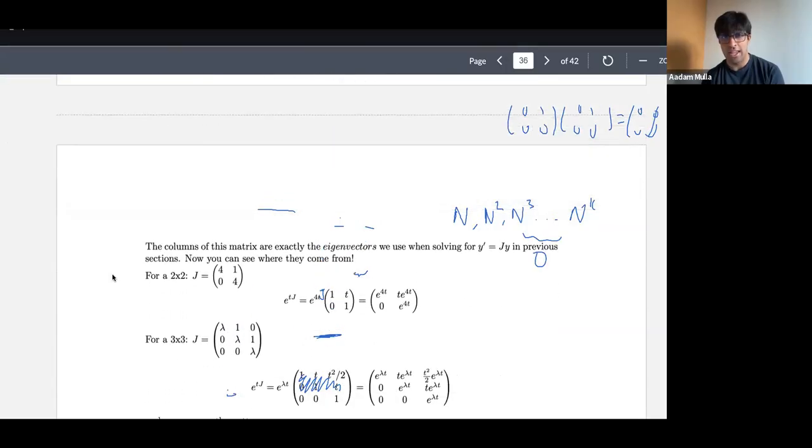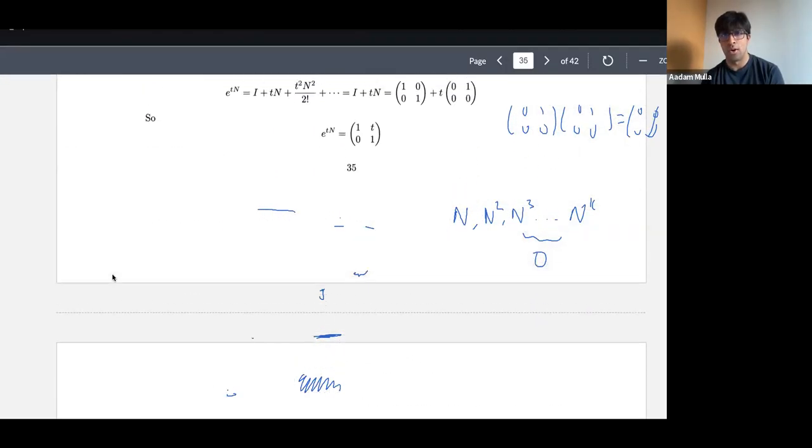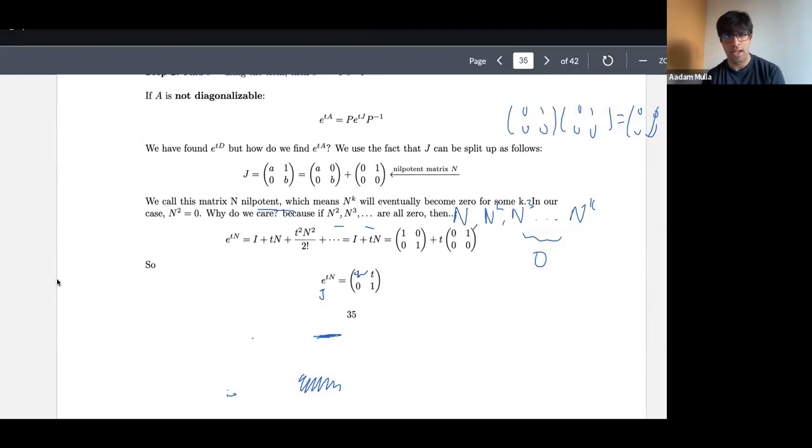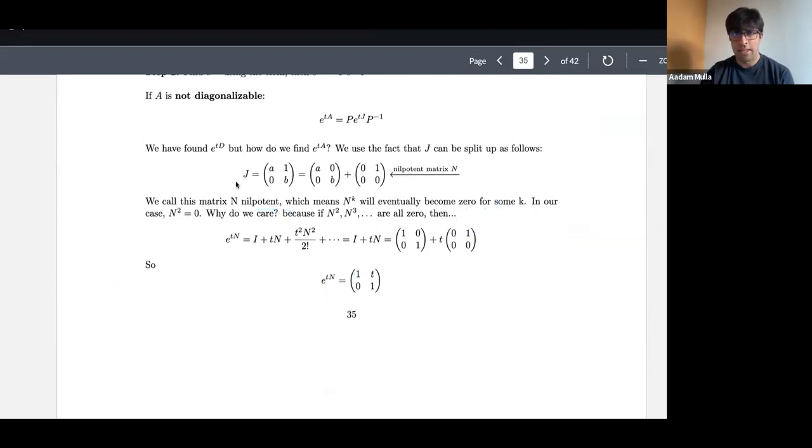So e to the tJ, if you think about it, is e to the t times this, which is e to the t times this times e to the t times that. So we know how to find e to the tN, that's done. So all we have to do is now add e to the tD. So we already know how to calculate this. So basically what we've done is we've taken J, we've split it up into two matrices. We know how to do e to the power of this matrix. That's a diagonal matrix. And now we just figured out how to find e to the power tN, which is given by this.